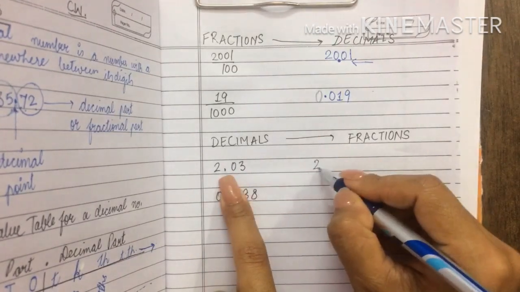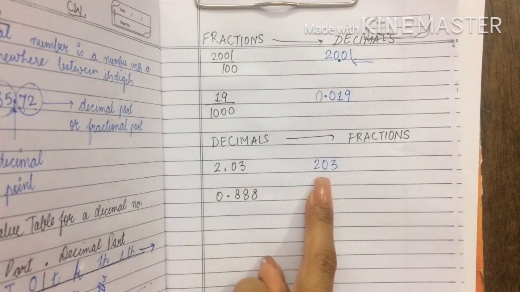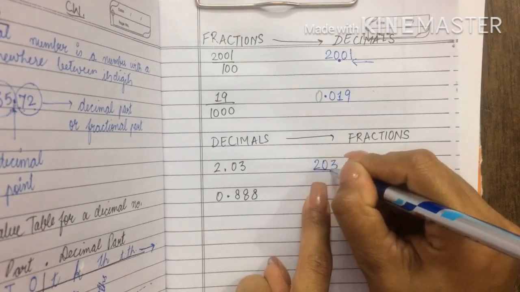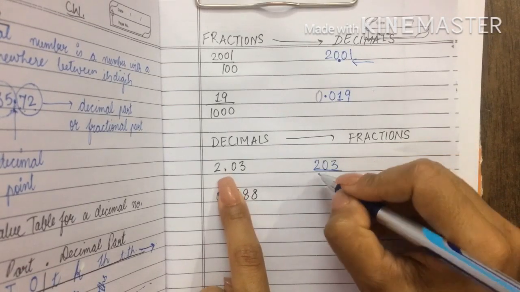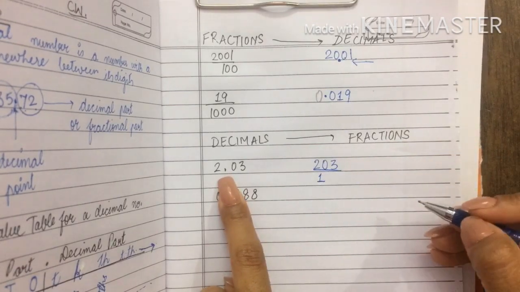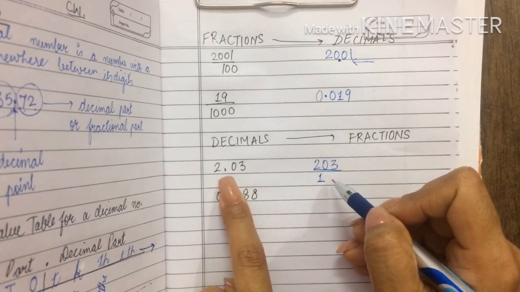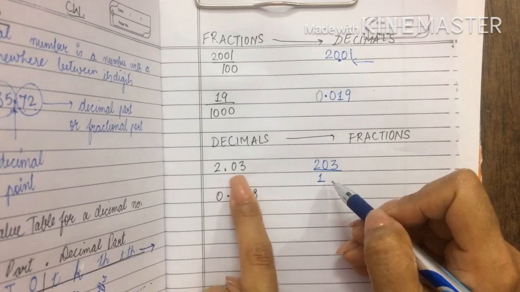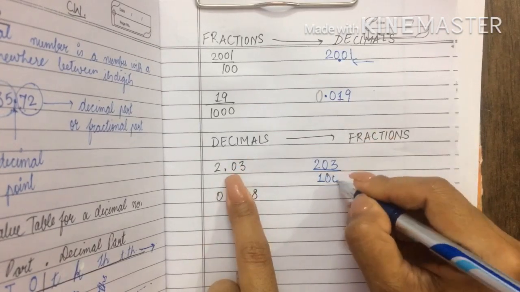Remove the point, you get your numerator, and to get your denominator for this fraction, what you will do, 1 will be used to mark this point, and the number of zeros depend on the number of digits in the decimal part. So after the point you have 2 digits, so you will have 100.